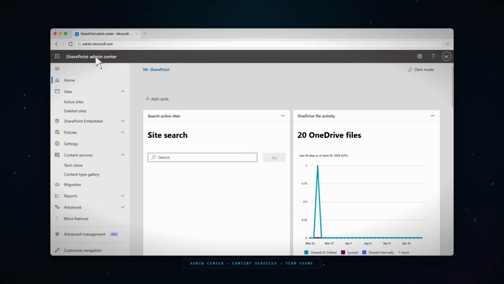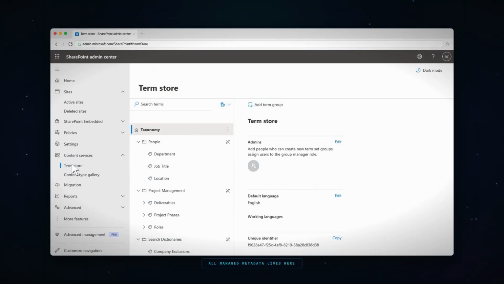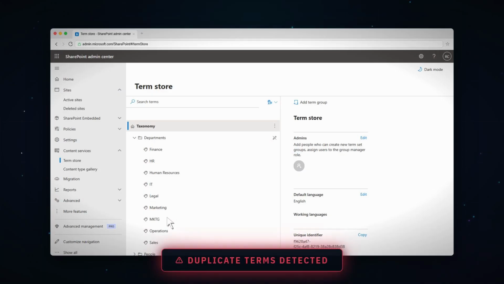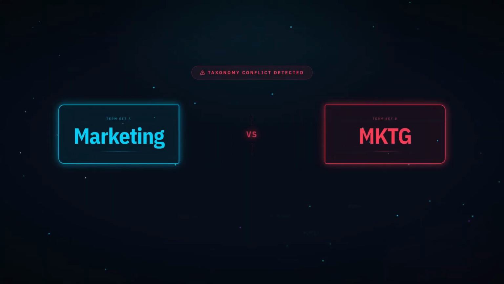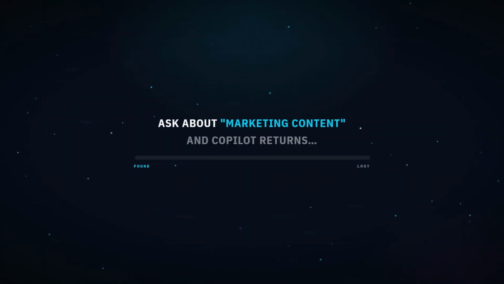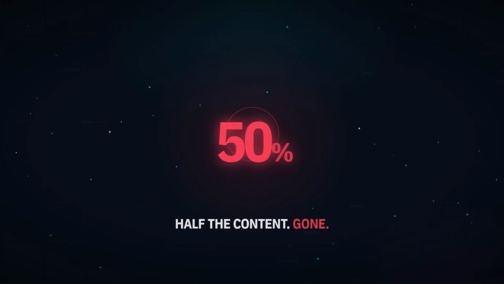First up, the Admin Center, Content Services, then Term Store. This is where all your managed metadata lives. What you're looking for here is inconsistency. Duplicate terms, labels that don't match, one term set called marketing, another called MKTG. Sounds minor, but it's not. Copilot treats those as 2 completely different categories, so when someone asks it a question about marketing content, it's not going to find everything, it's going to find half of it.